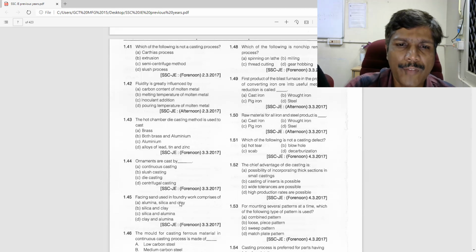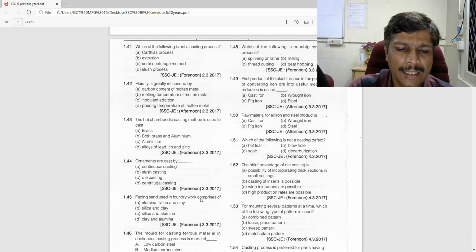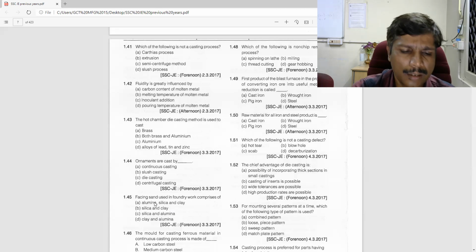Fine. Facing sand is used in the foundry work. What happened to the facing sand? It consists of silica and clay. Normally all the sand consists of silica and clay. So this is facing sand, clay and silica. So it is not alumina. So we have to reject the alumina.